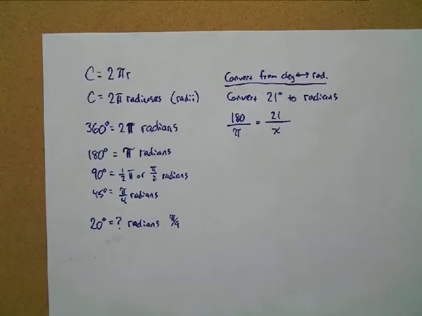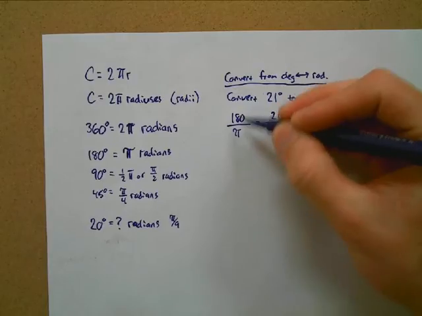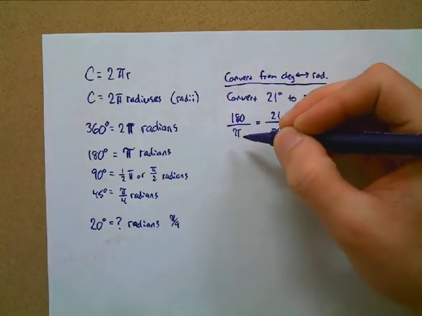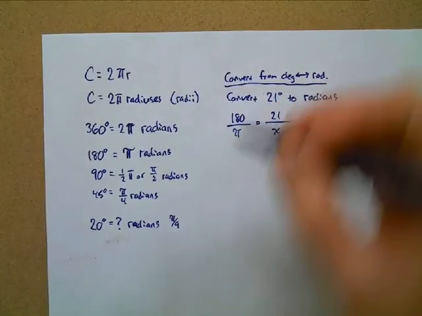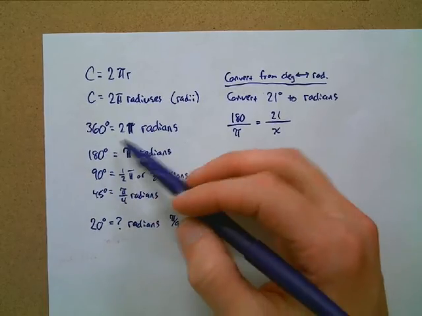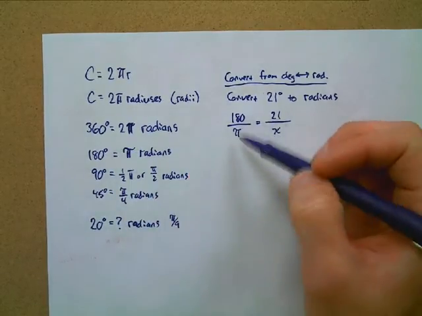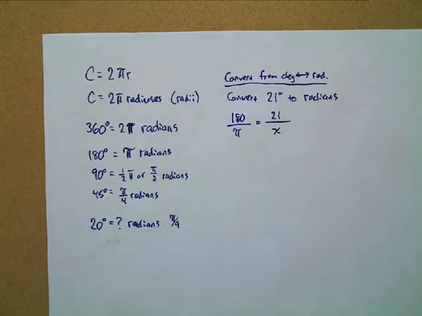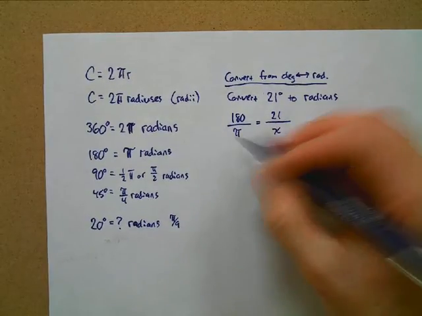Start with a known degree and radian measure, so we know that 180 matches to pi. And this one's a good one. It's as simple as it gets. You could use 360 over 2 pi if you want to, because those match up as well, but 360 over 2 pi simplifies to 180 over pi. So again, I'd suggest just using the 180 over pi. But we can cross multiply here, so we get 180x equals 21 pi.